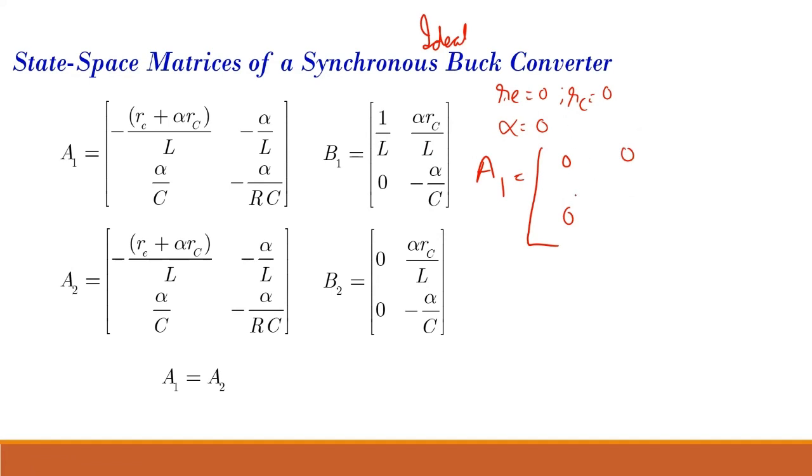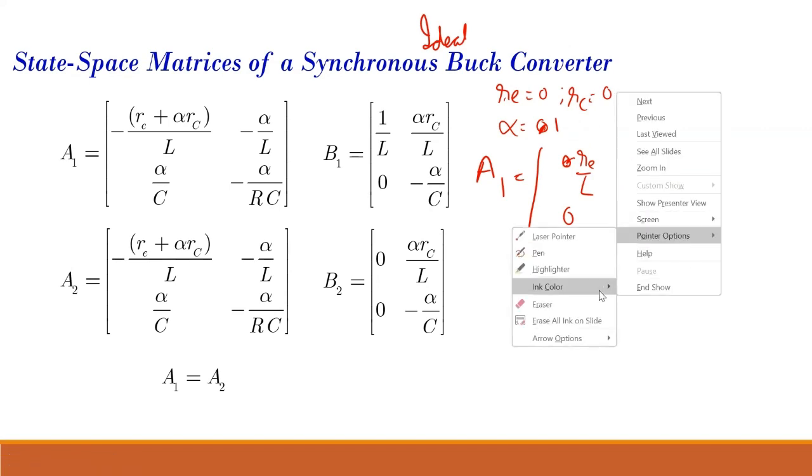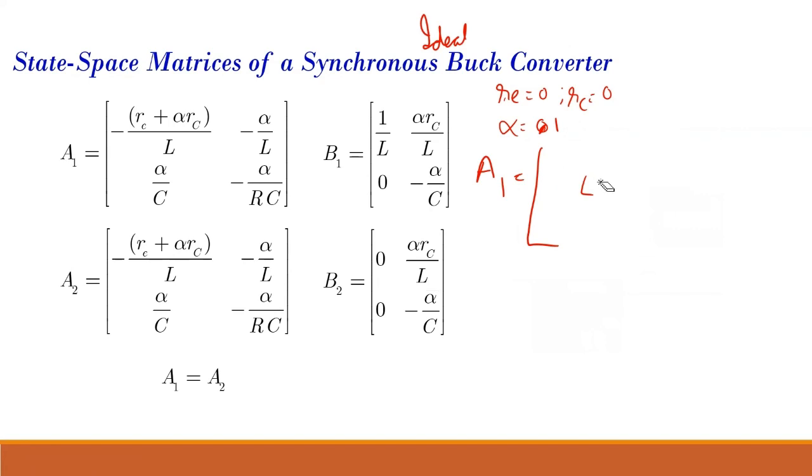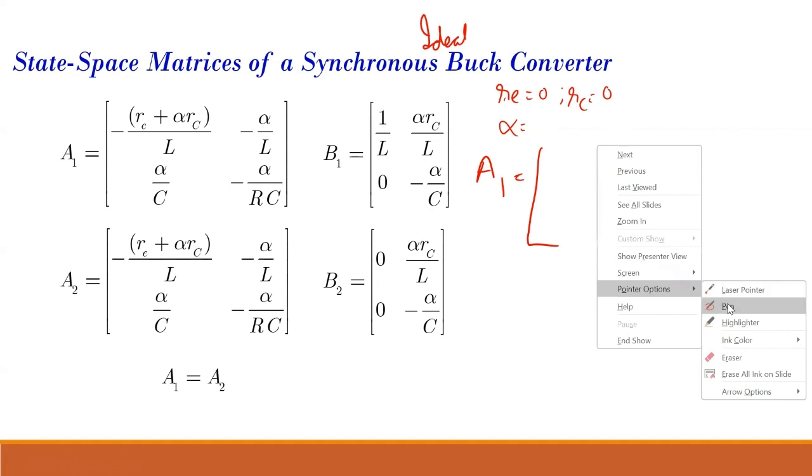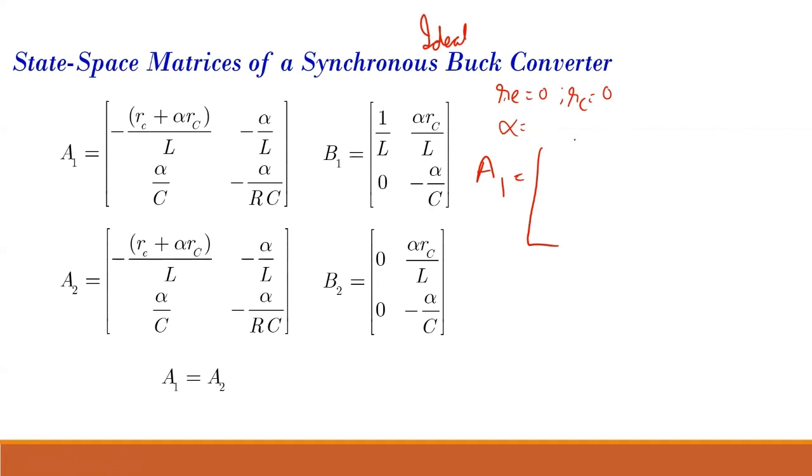Okay. So if I use these values, what I will get is A1 equal to 0, 0, 0. It will be RE upon L, 0, 0, 0. No, this is not possible. No, my alpha will be equal to 1. My alpha will be equal to 1.